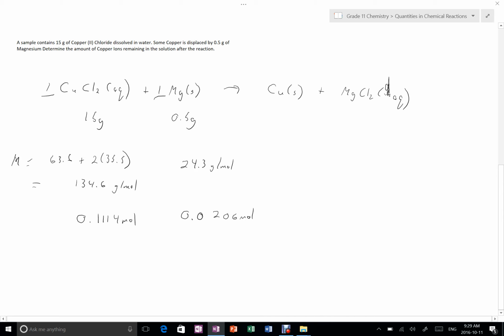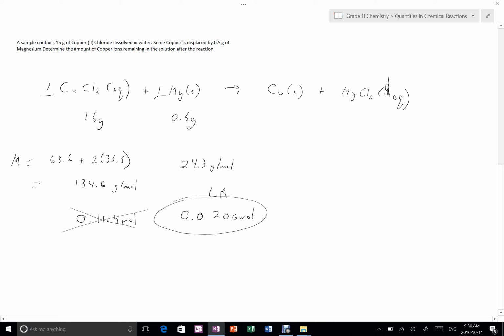Again, they're in a 1-to-1 ratio. If they weren't, I could divide by both of those coefficients to see how they actually get used up. But since it's a 1-to-1 ratio, it's very clear that the magnesium will run out first because there's less of it. So that's my limiting reactant. I'm just going to lightly cross through that so I can still see the number, but I don't get tempted to use it.